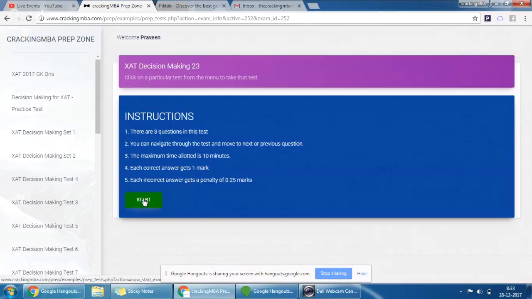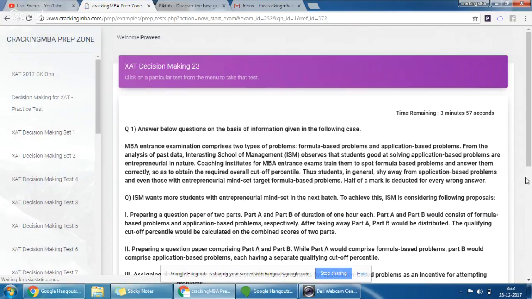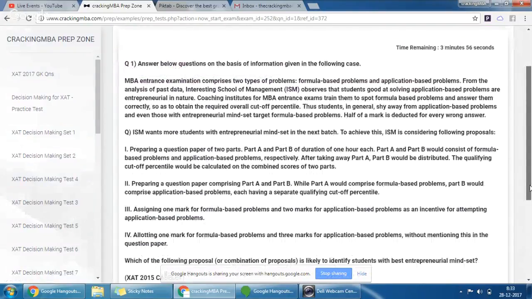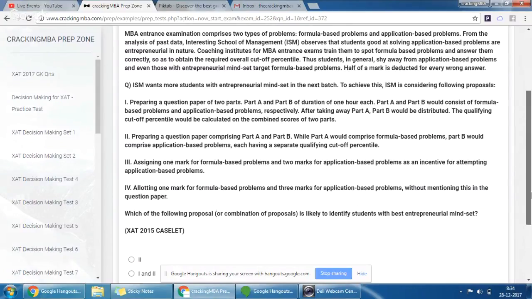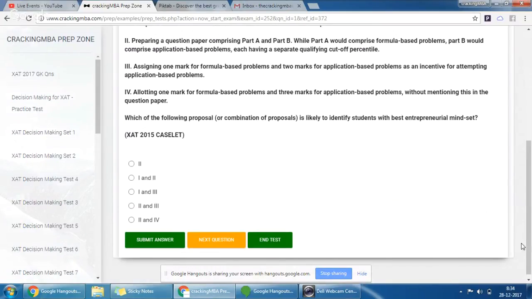Okay, guys, let's look at the solutions. The first question is related to the MBA entrance examination. Some college wants to keep a test consisting of evaluation for entrepreneurship versus formula-based questions. Which of the following is the best approach? I think this is a simple one. Again, this one is option two.